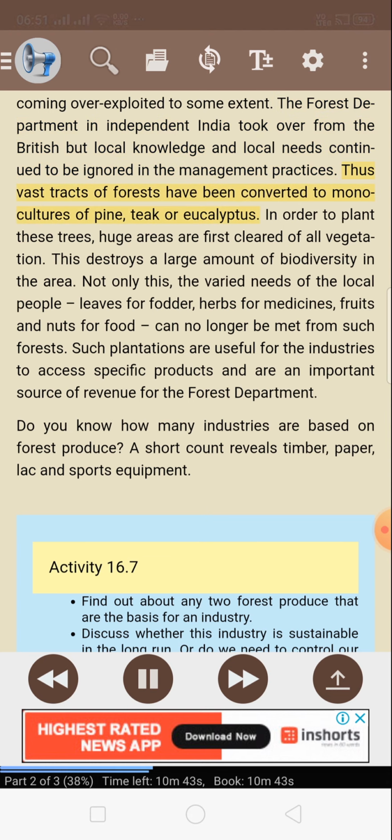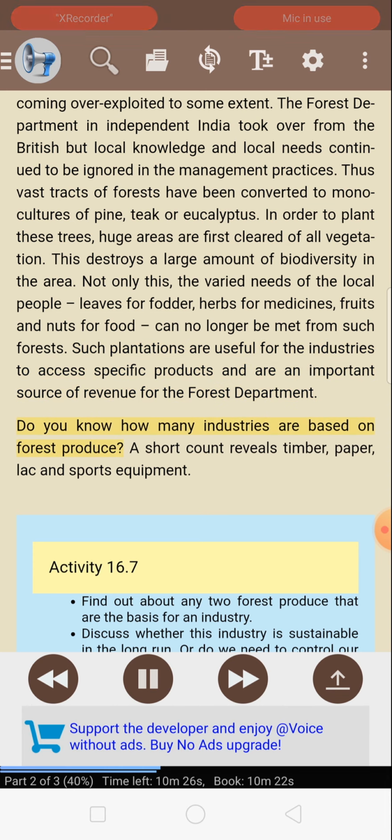Thus vast tracts of forests have been converted to monocultures of pine, teak or eucalyptus. In order to plant these trees, huge areas are first cleared of all vegetation. This destroys a large amount of biodiversity in the area. Not only this, the varied needs of the local people, leaves for fodder, herbs for medicines, fruits and nuts for food, can no longer be met from such forests. Such plantations are useful for the industries to access specific products and are an important source of revenue for the forest department. Do you know how many industries are based on forest produce?